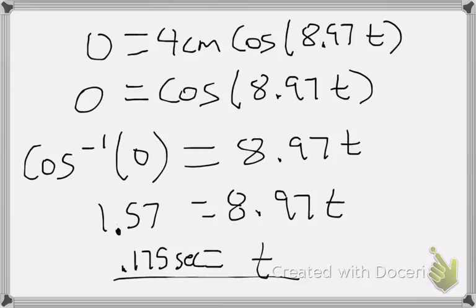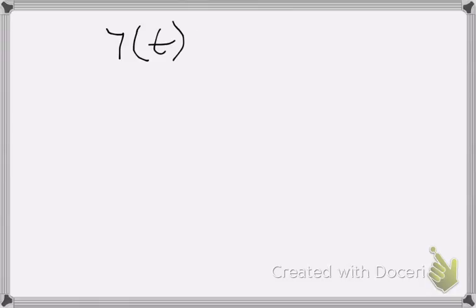Then we just have to solve the rest of this equation for t. So divide by 8.97, and bam, there's our answer. It takes 0.175 seconds to go from 4 centimeters to 0. Okay.